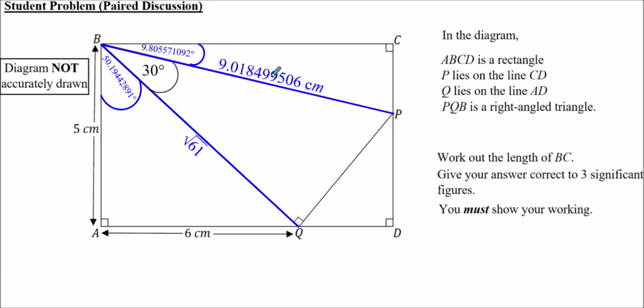So now hopefully you can see that now we can actually work out BC. BC is in a right-angled triangle, and so because we know a side in that triangle and an angle in that triangle, we can actually work out what BC is. So we know the hypotenuse relative to triangle BCP. BC is the adjacent side. That's the adjacent, that's the opposite. That's the hypotenuse.